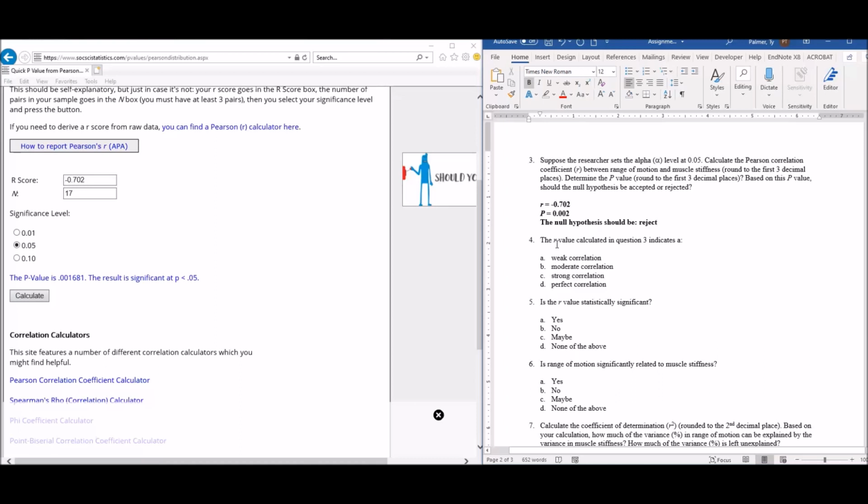Okay, let's go on to the next question. The R value calculated in question 3, which we just got through calculating, indicates a, and then we have a multiple choice question here. What type of correlation does the R value indicate? In order to answer this question, we can get this from PowerPoint 7. I'm going to go ahead and pull that up.